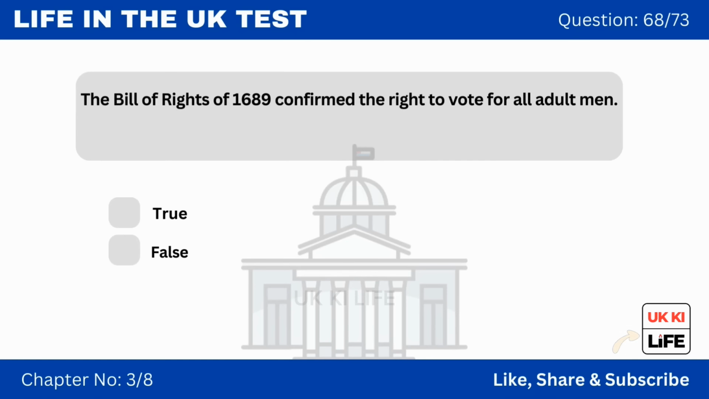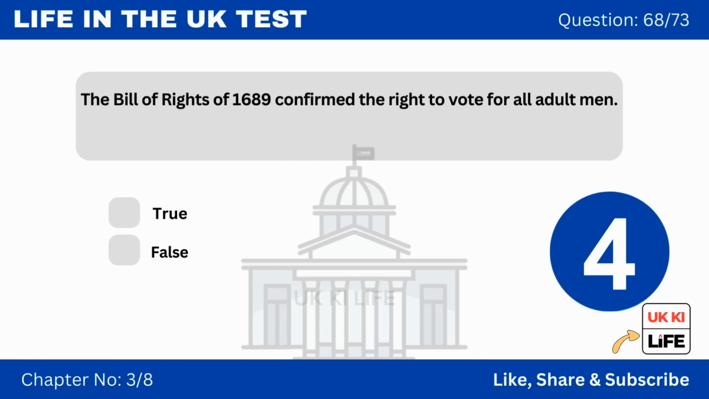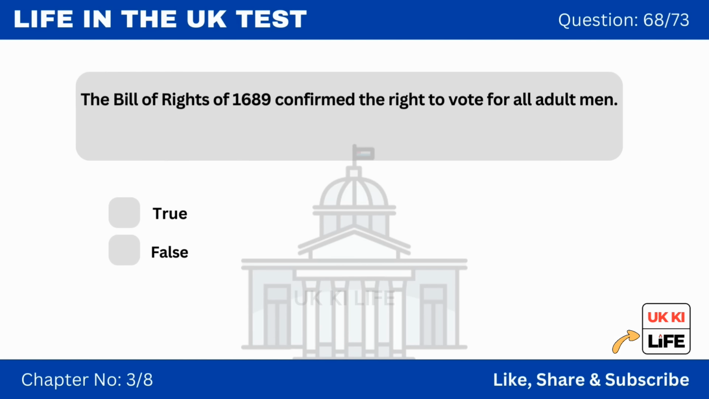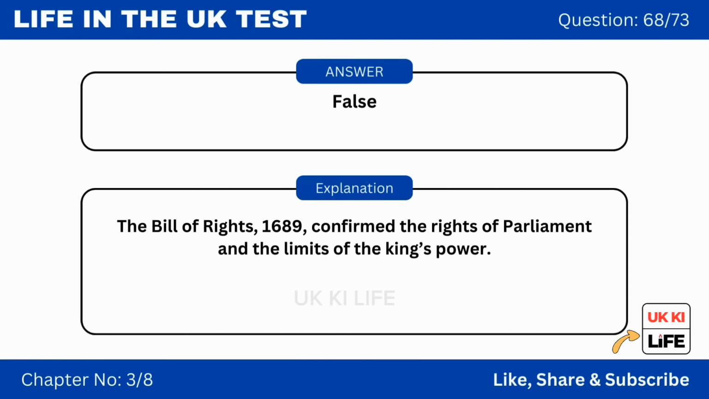Question 68. The Bill of Rights of 1689 confirmed the right to vote for all adult men. True, false. The correct option is B. Explanation. The Bill of Rights, 1689, confirmed the rights of Parliament and the limits of the King's power.